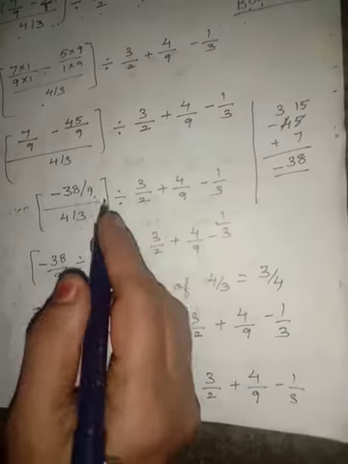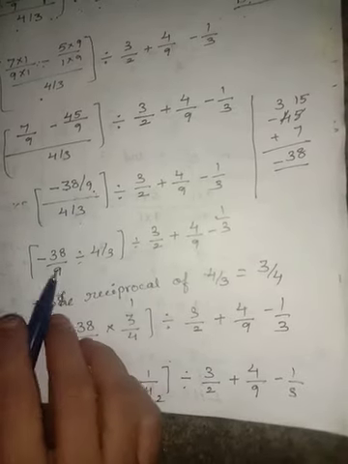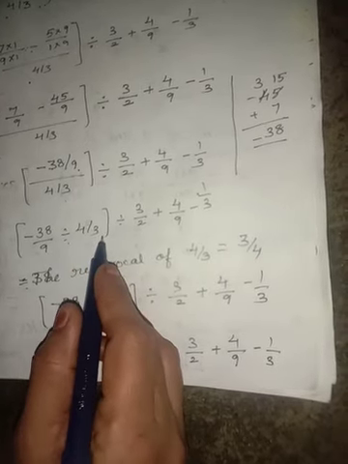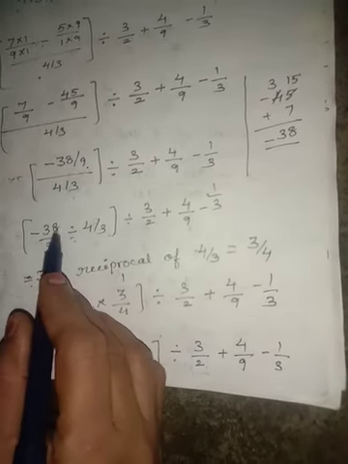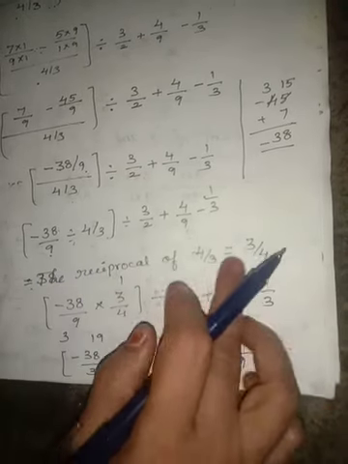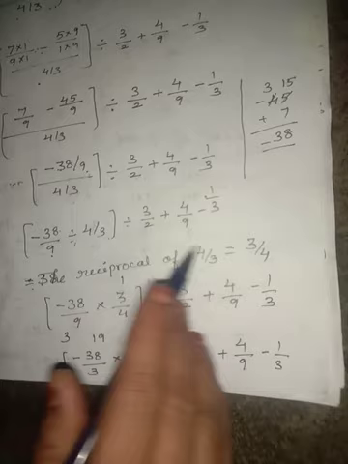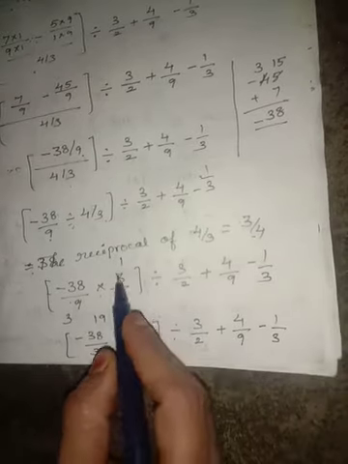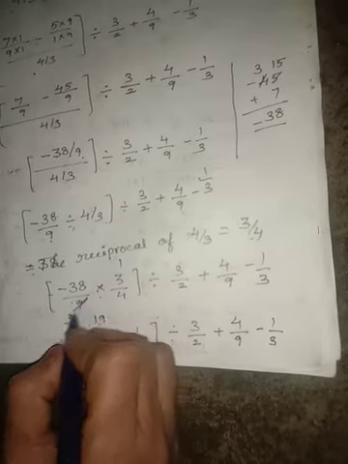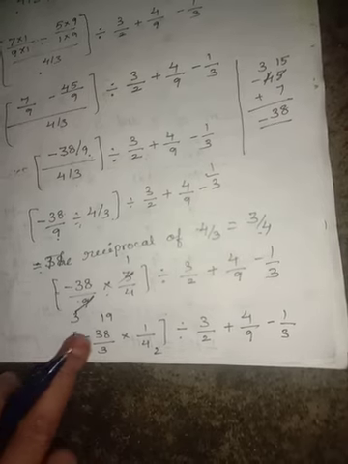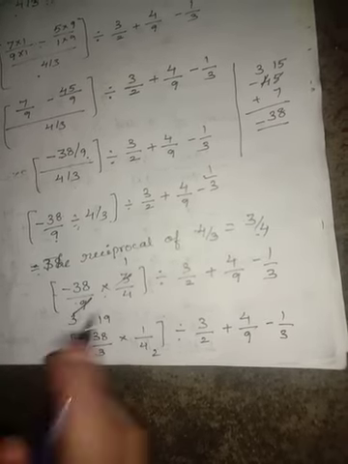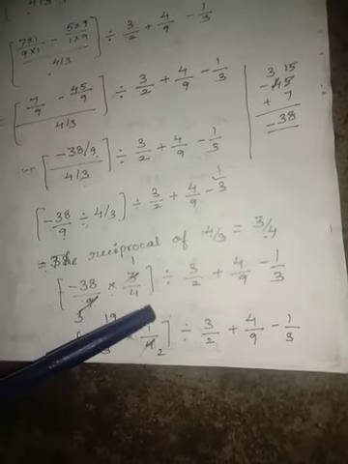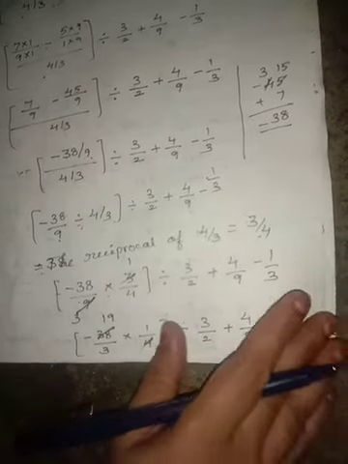Then this is in division form. For that I take minus 38 by 9 divided by 4 by 3. So how can we solve that? Minus 38 by 9 multiplied by the reciprocal of the divisor, that is 3 by 4. So minus 38 by 9 multiplied by 3 by 4. Simplifying the numerator and denominator we get minus 38 by 3 into 1 by 4. Again it can be simplified: minus 19 by 3 into 1 by 2. The remaining terms stay as they are.